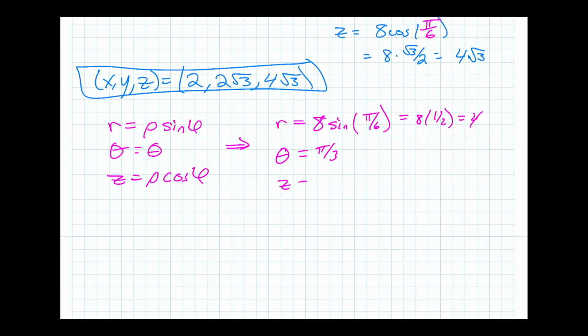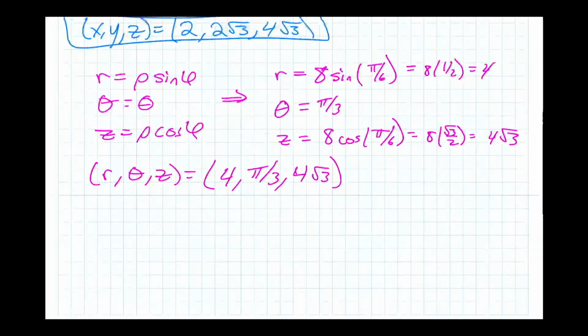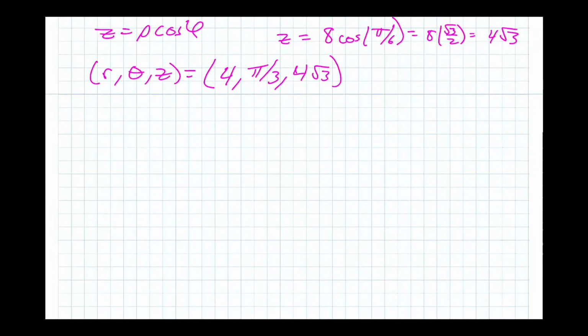And then z is rho cosine phi, which is 8 times square root 3 over 2, which is 4 square root 3. So in terms of r theta z, we have 4, pi over 3, 4 square root 3. Okay, so that was some conversions.